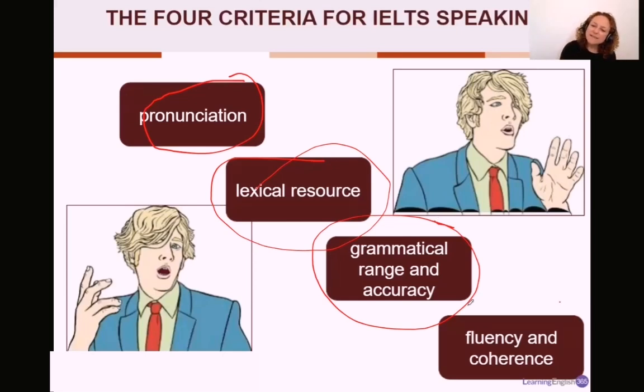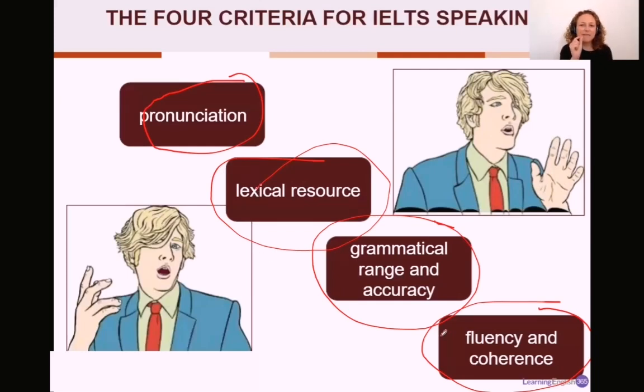And fluency and coherence. Are you speaking naturally, at a natural speed? Are your ideas connected one to the other? Is there a range of tenses? Are there a range of simple and complex sentences that work together to really enhance the flow of your speech? Each one of these has an equal weight in the test. So each one is worth 25%.